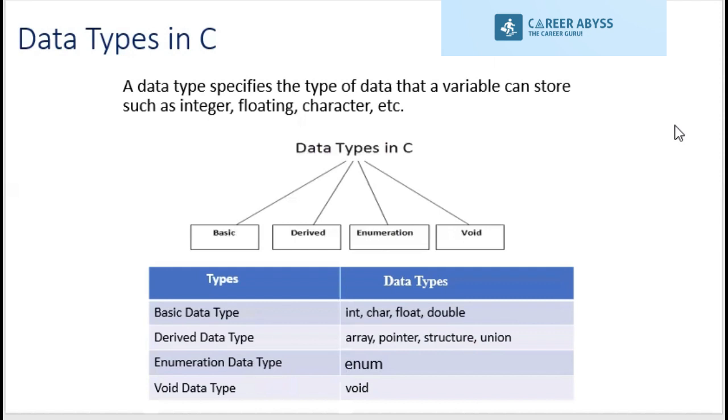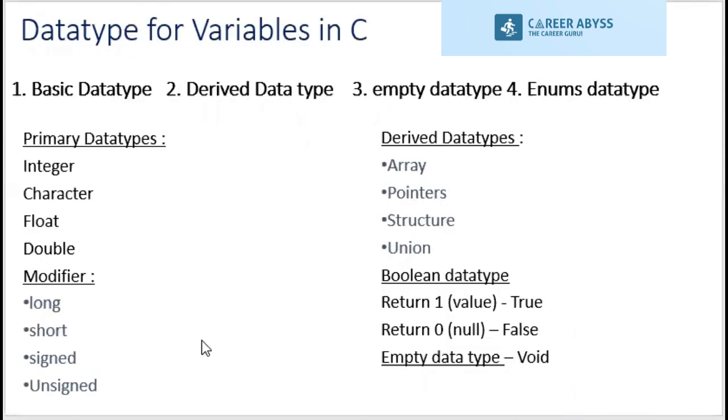In some cases, we have another kind of data type as well. So here we discussed the basic data type, derived data type, empty data type, and enum data type. In some cases, such as storage classes, we also use some other kind of data type, but mostly these 4 data types are used. Now, the primary data types are integer, character, double, and float.